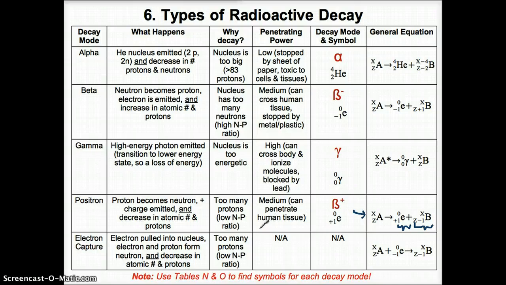All right. Now, last we have electron capture, where an electron is pulled into the nucleus, with an electron and proton combining to form a neutron and decreasing the number of protons and atomic number. Electron capture occurs because there are too many protons. In other words, the neutron to proton ratio is low.